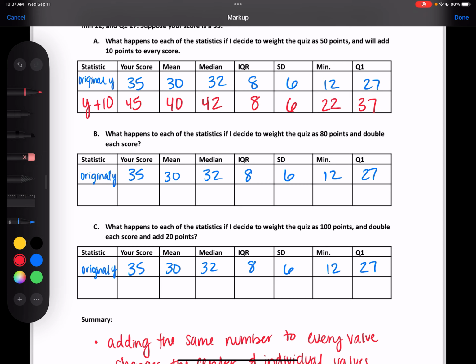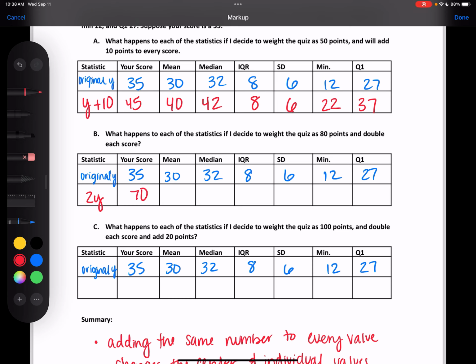Part B, what happens to the statistics if I weight the quiz as 80 points and I double each score? So basically, instead of it being out of 40 points, it's out of 80, so I doubled the score. So now everything changes, right? So now it's 2 times y. Yes, everything changes. So my score is now what?